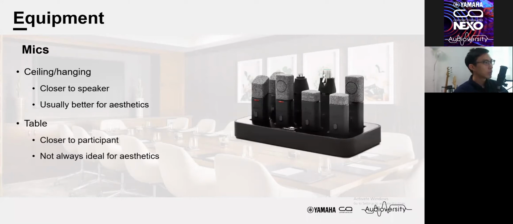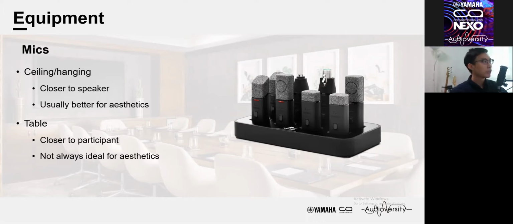For table mics, it's the opposite. It's closer to a participant. So remember the factor of the source to mic distance. This closes the distance a lot, but it's not always ideal for aesthetics, and it can be a requirement that the client doesn't want the table cluttered with mics and other things, because they want a very clean aesthetic.